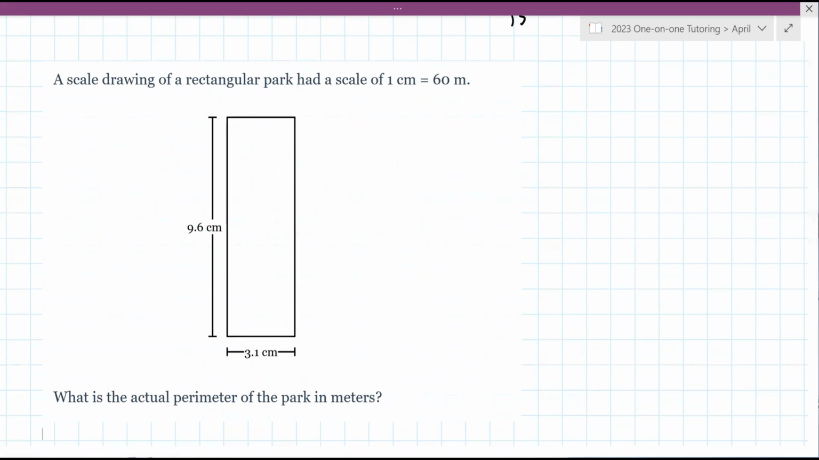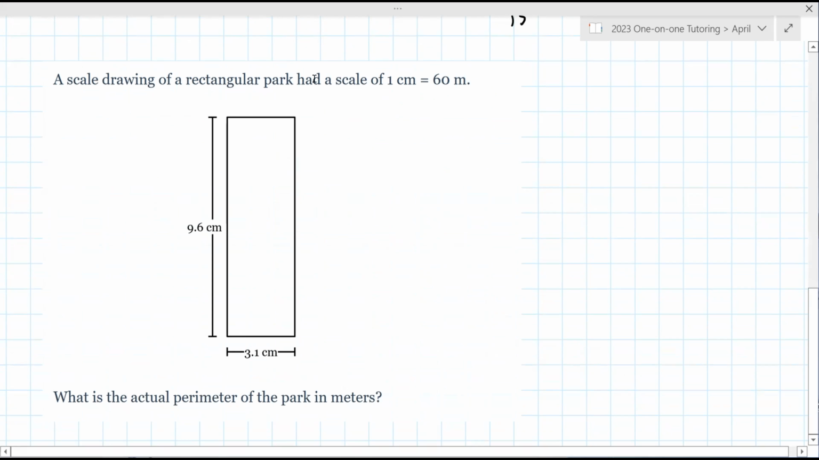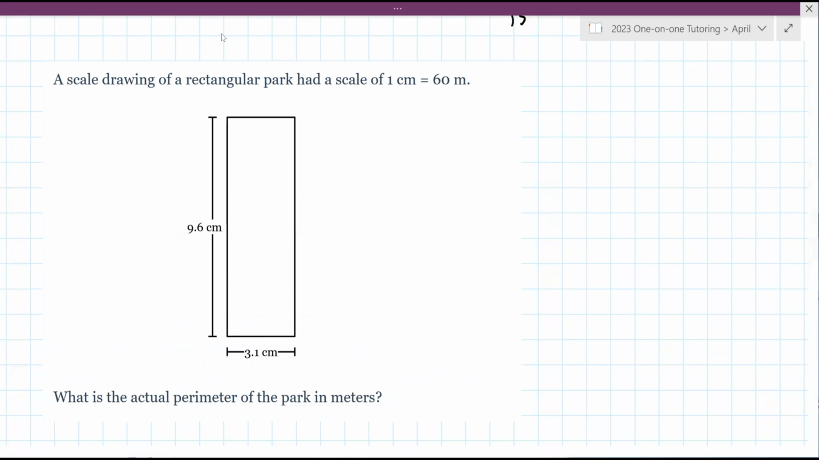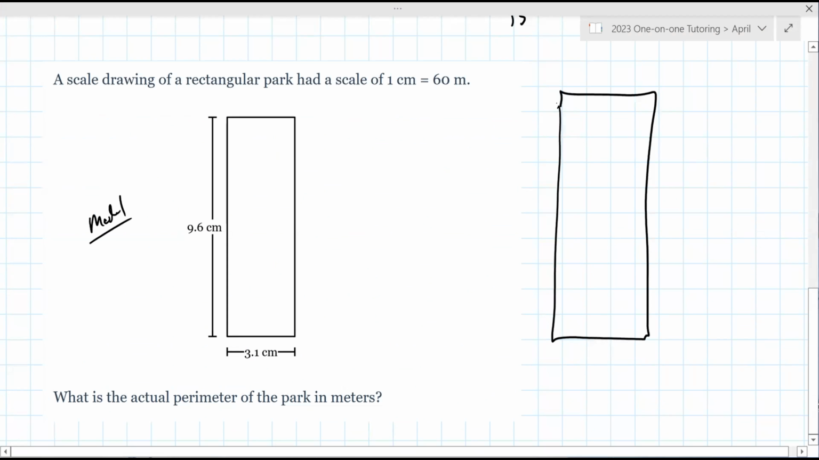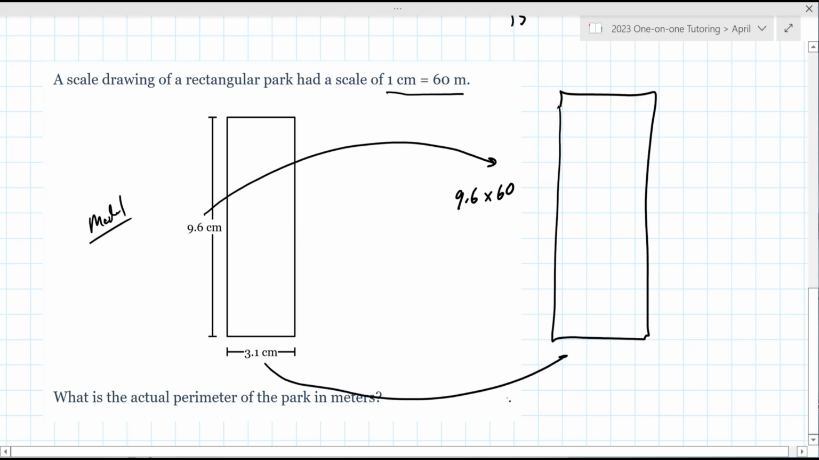Here we go. It says a scale drawing of a rectangular park had a scale of 1 centimeter to 60 meters. Okay. So in this case, they're giving you on the left here the model or the scale. The actual one is much bigger, but we just draw it the same. They're giving you the scale factor here. For every 1 centimeter, it's 60 meters. So to get this new length, you take the 9.6 and multiply by 60. And similarly, you take the 3.1 and multiply by 60.